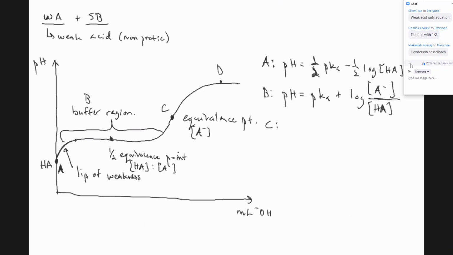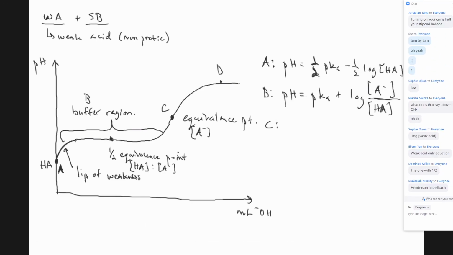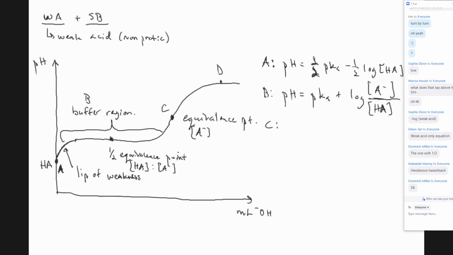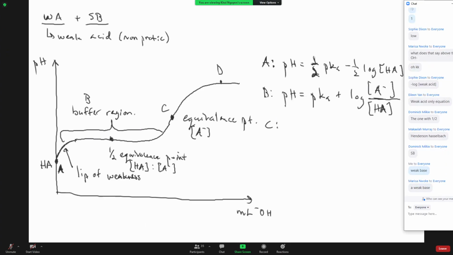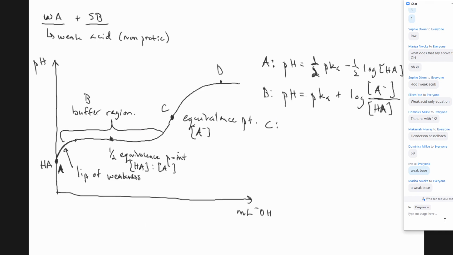At C, what do we have? What are we left with, right? Because up to this point, we've been adding more and more OHs, and it's been ripping off more and more H's. So what are we left with at C? It's not a, remember, we got to be careful. What's the conjugate of a weak acid? We learned this last week. Weak base. Not a strong base. So be careful, Dominic.